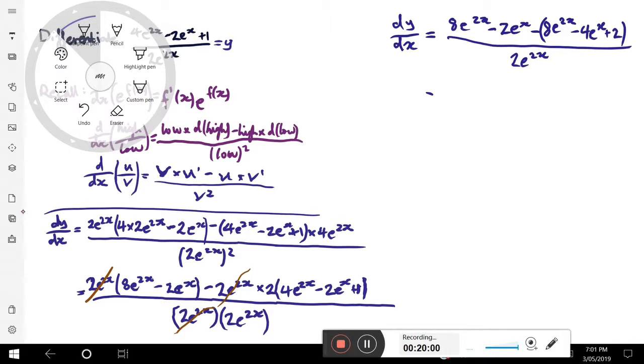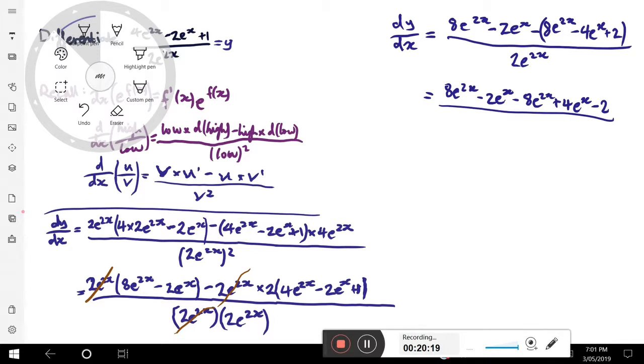Let's keep going. So let's get rid of that bracket there. So 8e to the 2x minus 2e to the x minus 8e to the 2x plus 4e to the x minus 2.